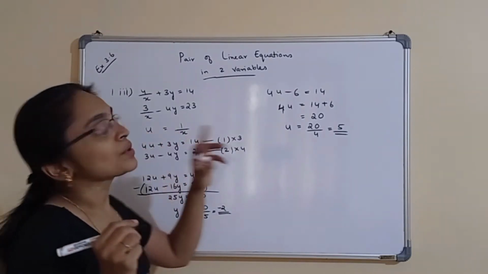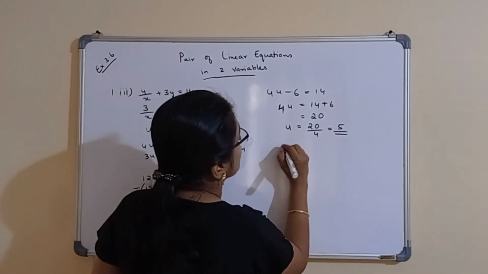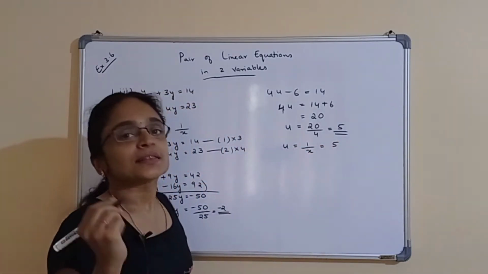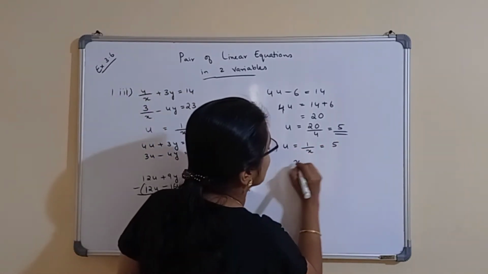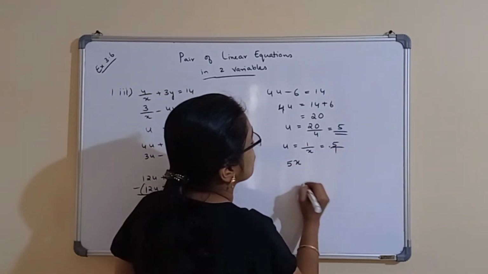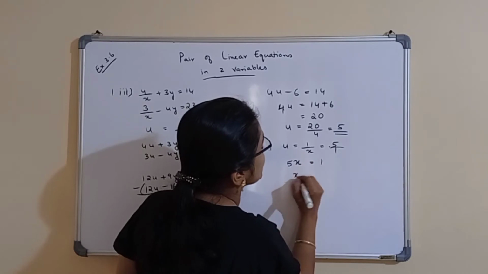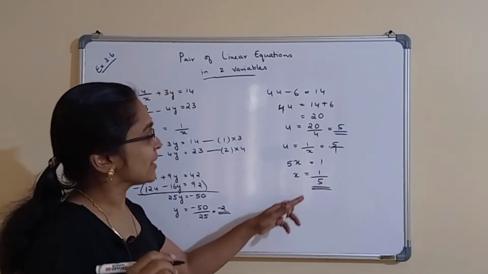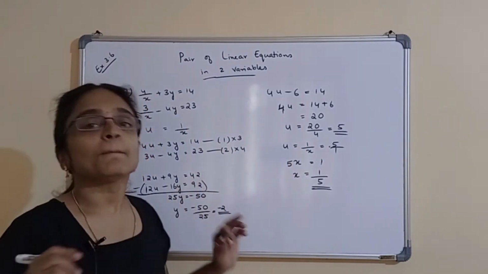Now u is equal to 1 by x. So 1 by x is equal to 5. When we cross multiply this, we will get 5x equal to 1, which means x equal to 1 by 5. So the value of x is 1 by 5 and y is minus 2.